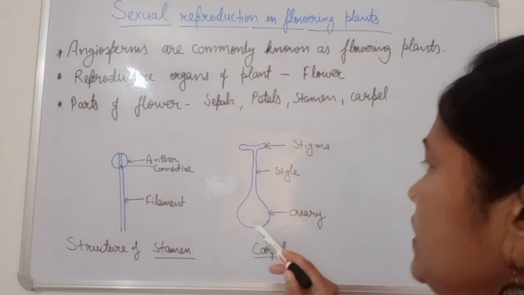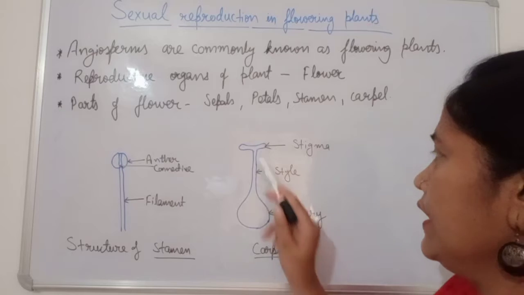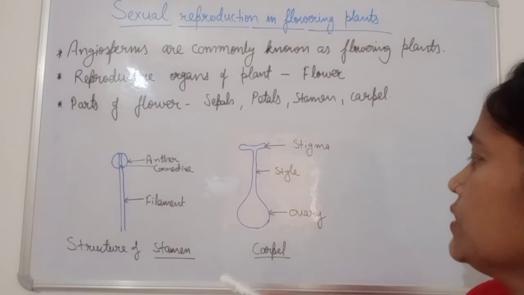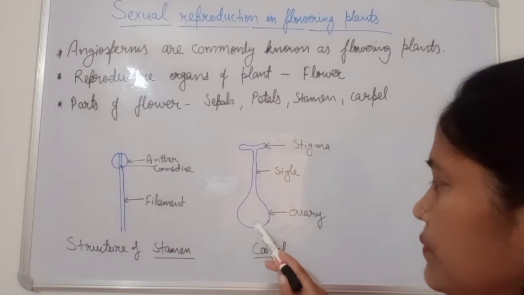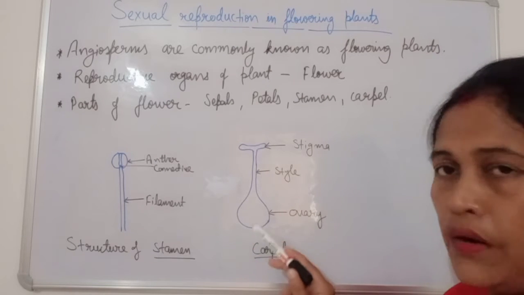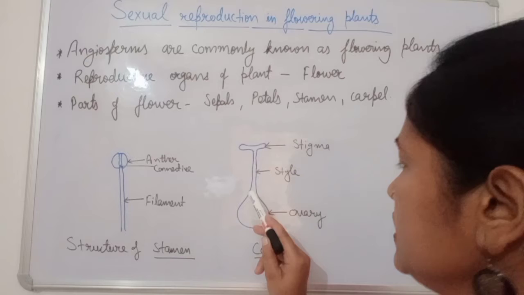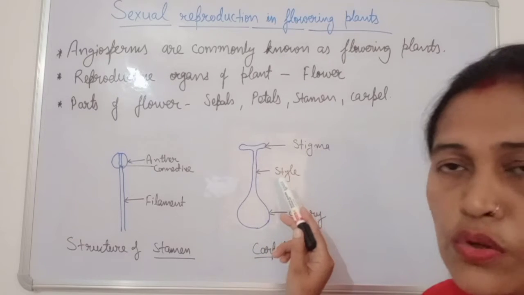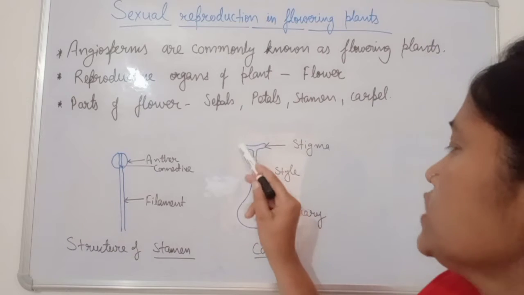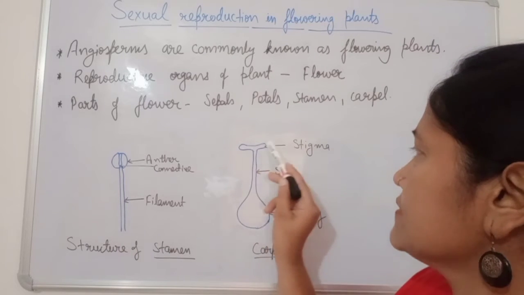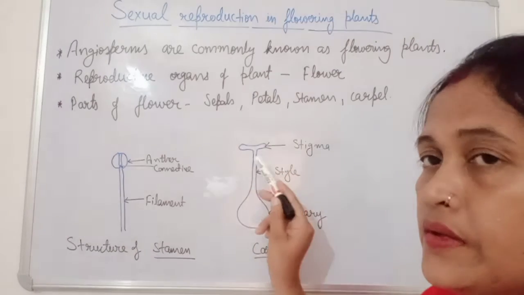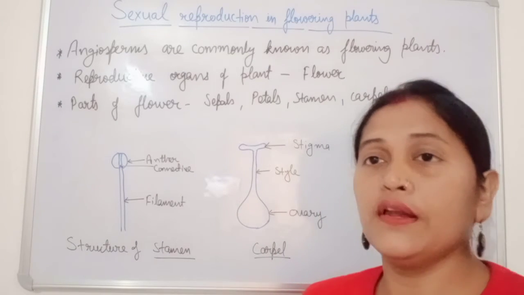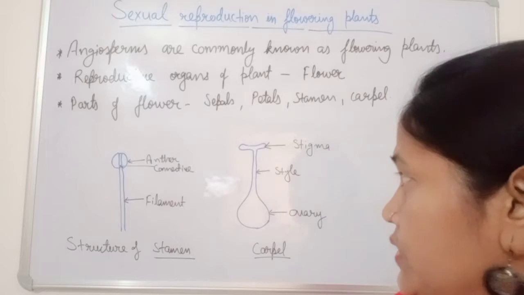Now you can come here. The carpel is the female reproductive part of the flower. It consists of three parts: ovary, style and stigma. The ovary is the base portion, a swollen rounded structure. The middle narrower, tubular portion is known as the style, and the last portion is known as the stigma. It is sticky in nature and helps in the attachment of pollen grain during pollination.